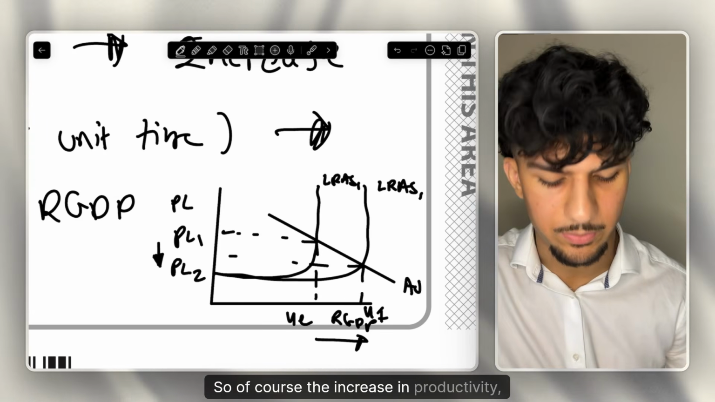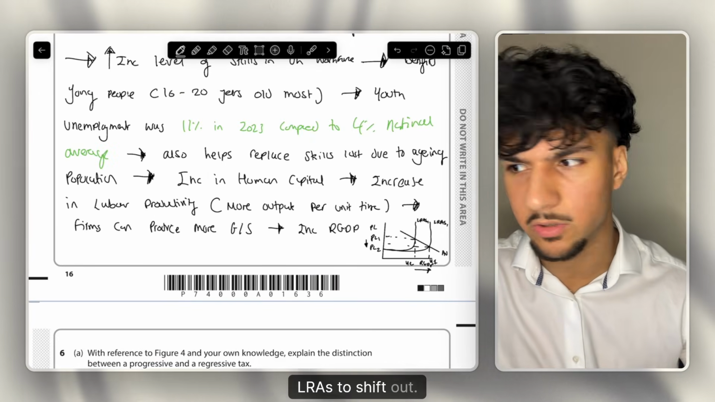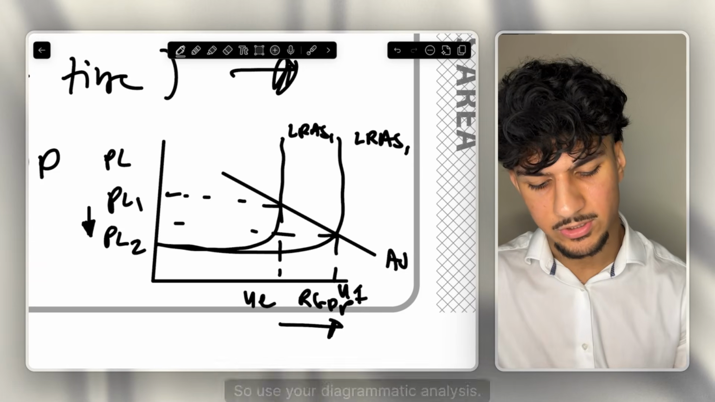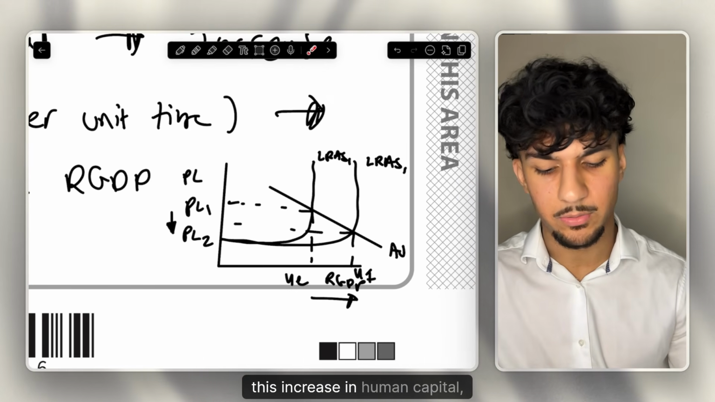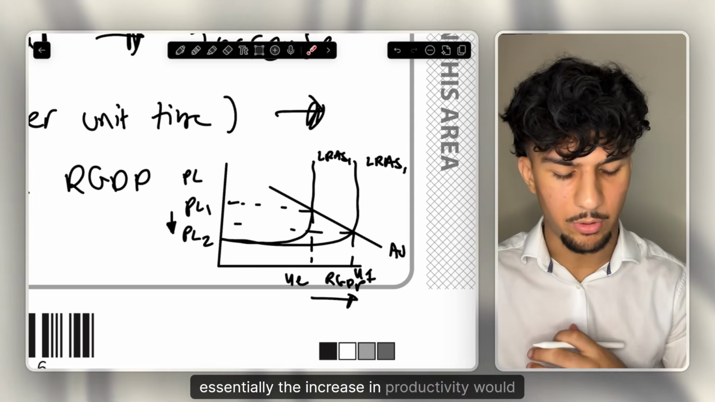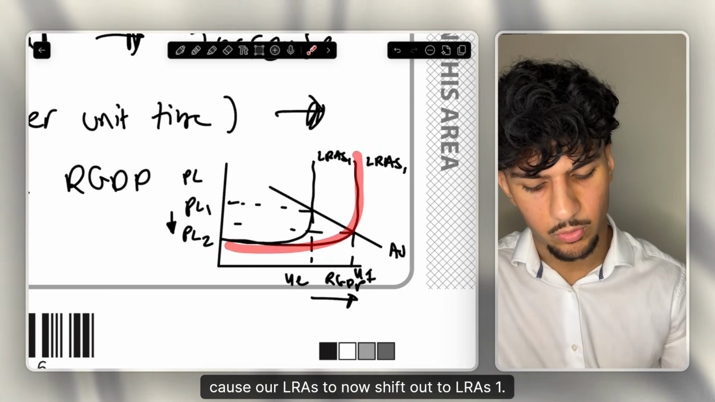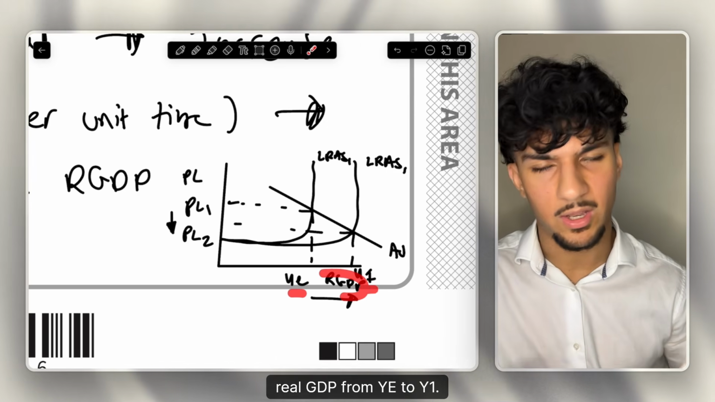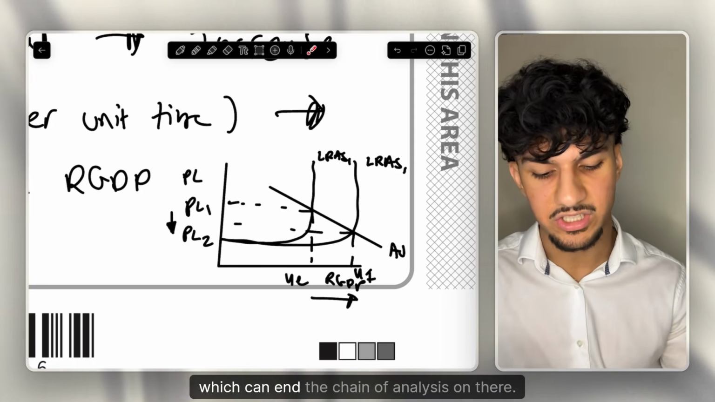or you might call it disinflation. So the increase in productivity, the increased skills in the workforce would cause that LRAS to shift out. Of course it won't be a supply side policy question if you did not include a diagram, so use your diagrammatic analysis. So this increase in labour productivity, this increase in human capital, essentially the increase in productivity would cause our LRAS to now shift out to LRAS1, and that of course would lead to the increase in real GDP from YE to Y1. And what is an increase in real GDP also called? That is economic growth, which you can end your chain of analysis on there.